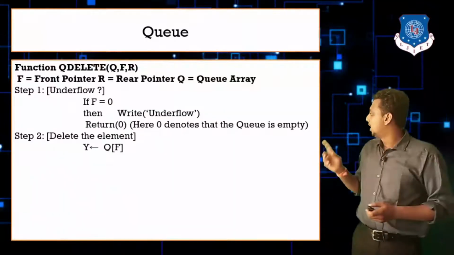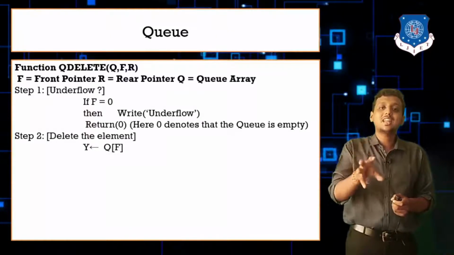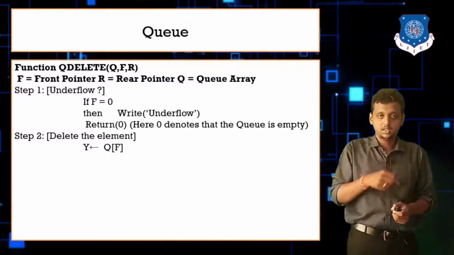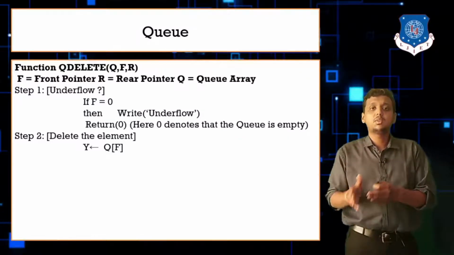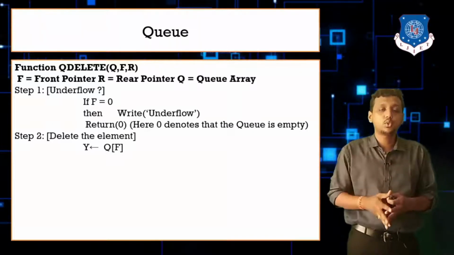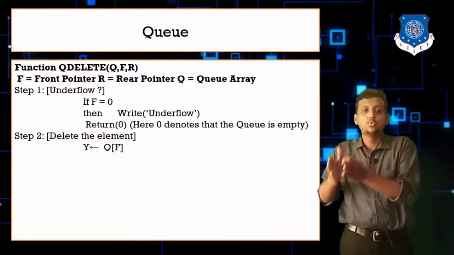See, if it's not like that, then first you need to delete an element. That means you just need to assign the q of f element to y. Here y is just a variable. I'm just taking a y variable to hold the value of q of f. Fine. So here I'm just assigning the q of f value to y.